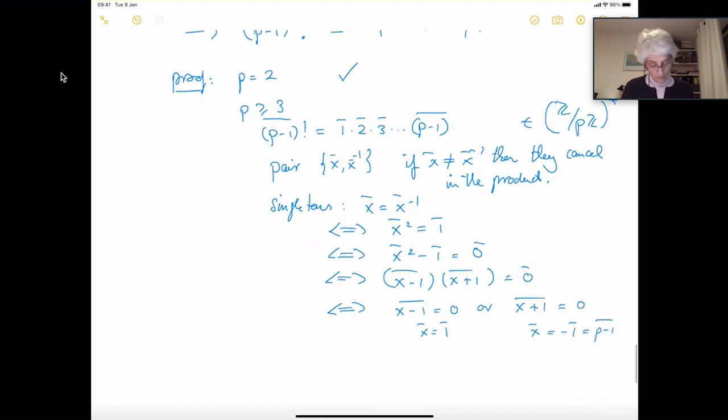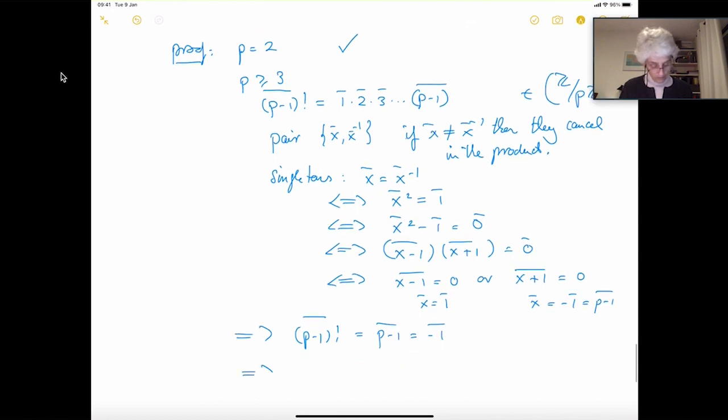And so we now conclude that apart from the 1 and the p minus 1, all others multiply and cancel each other, and we are left with p minus 1. So our p minus 1 factorial bar is just equal to p minus 1 bar, which is equal to minus 1 bar. Or in other words, that just means that p minus 1 factorial is the same as minus 1 mod p. And this is Wilson's theorem.